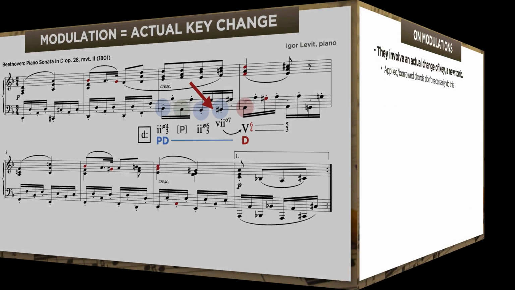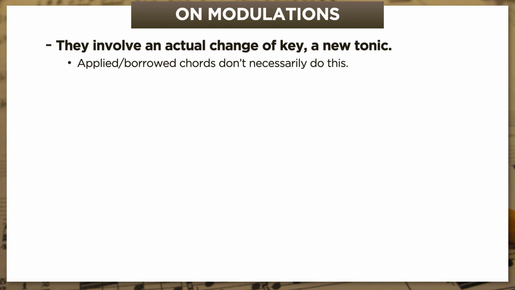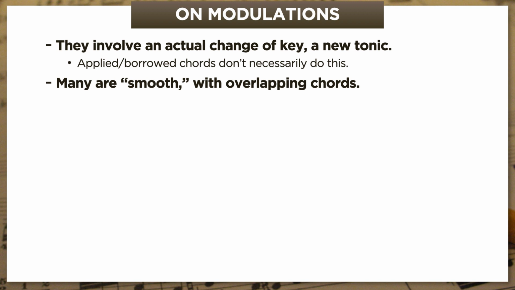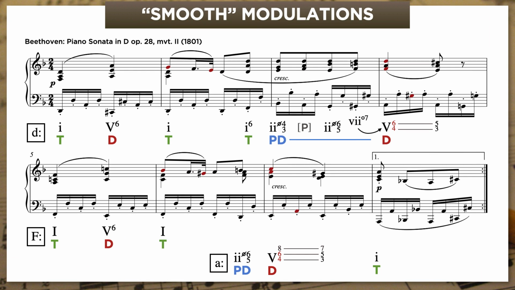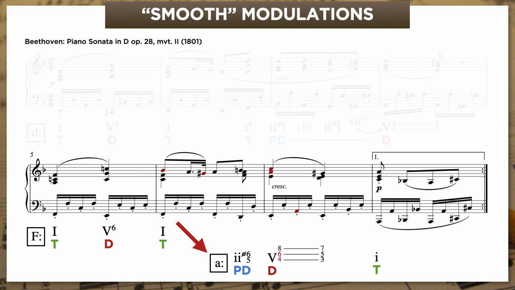Now, more importantly, lots of modulations happen in a way that we might describe as smooth, with some area of overlap between the two keys. We can see this in the second system of the Beethoven theme. My original analysis had the key of A minor starting here with the predominant in bar 6.